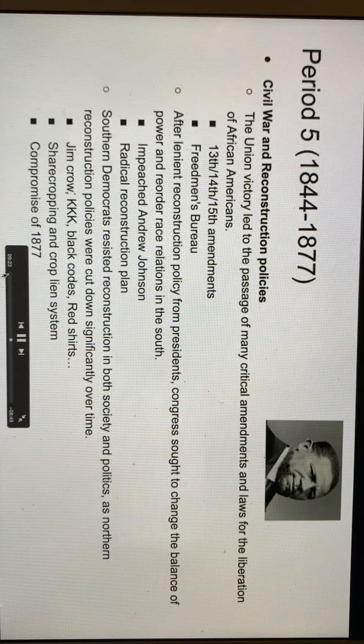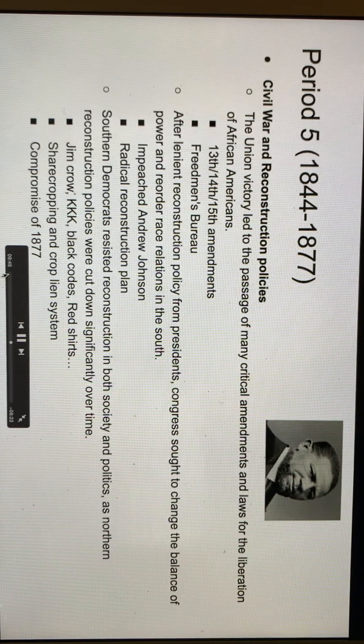After lenient Reconstruction policy from presidents, including Lincoln and Andrew Johnson, Congress sought to change the balance of power and reorder race relations in the South. Congress thought that the president's Reconstruction plans were just not strong enough, and so they implemented their Radical Reconstruction plan and even went as far as impeaching Andrew Johnson.